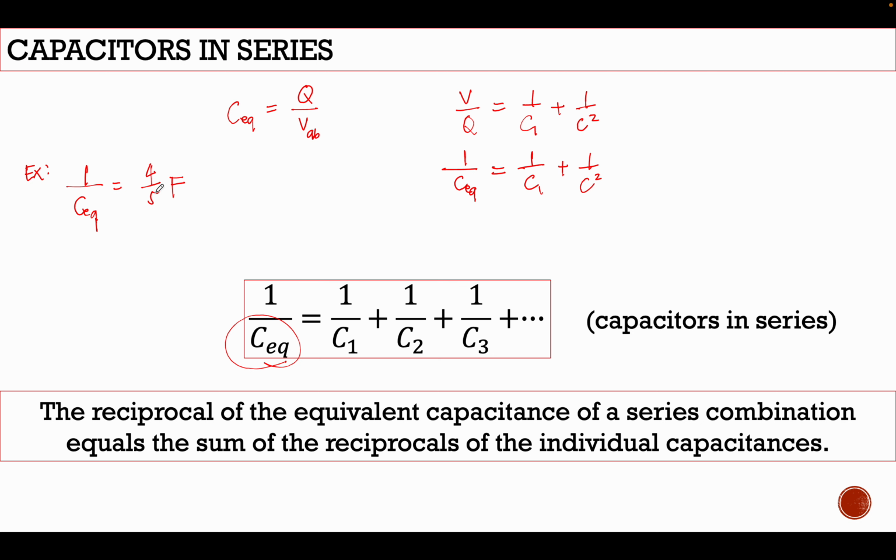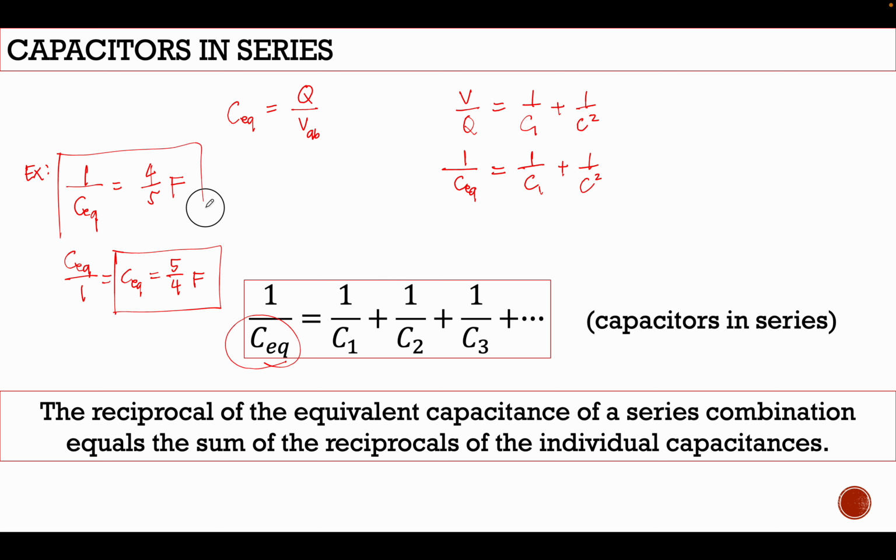So, when we say reciprocal, our denominator now becomes the numerator and our numerator becomes the denominator. So, the reciprocal of 1 over C equivalent is C equivalent over 1, or just equal to C equivalent. So, the reciprocal of 4 over 5 is 5 over 4 farad. So, our final answer is this one.